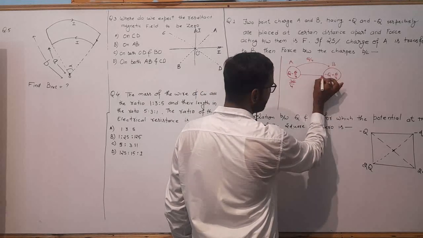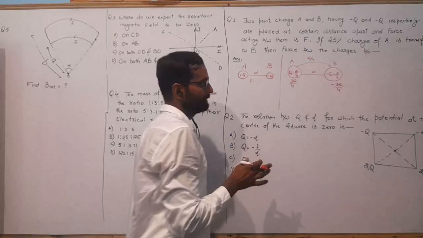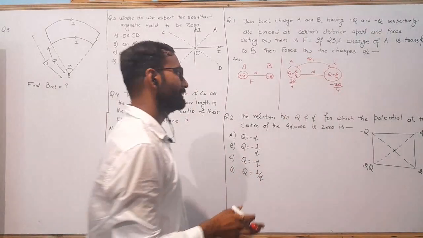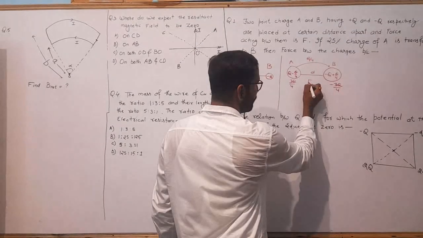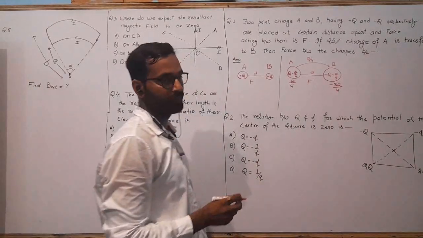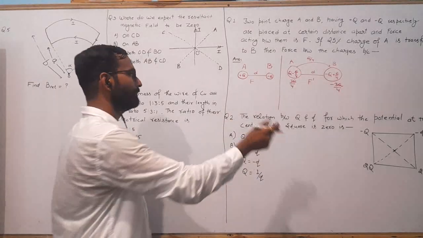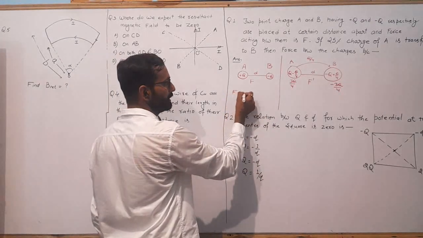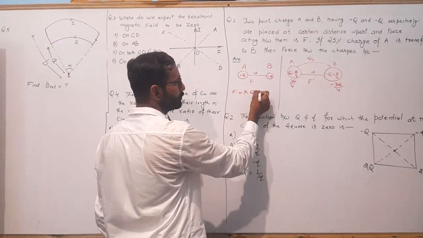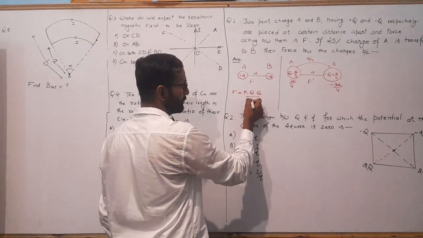D is the same. D, the distance between those two charges, is the same. Now find F dash, the new force. First of all, we find the value of the original force F. The value of F is equal to K Q into Q upon D square.